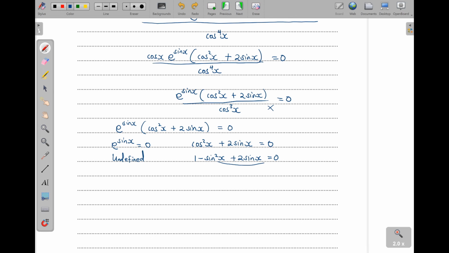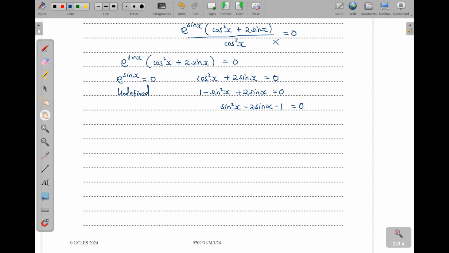So that means I can take everything to the other side. So I will have here sine squared of x, then minus 2 sine of x, then minus 1, and this will be equal to 0. We know you know how to use a calculator, okay? But please show the examiner that you have solved the quadratic equation, because they always say "attempt to solve the quadratic equation", there is a mark there.